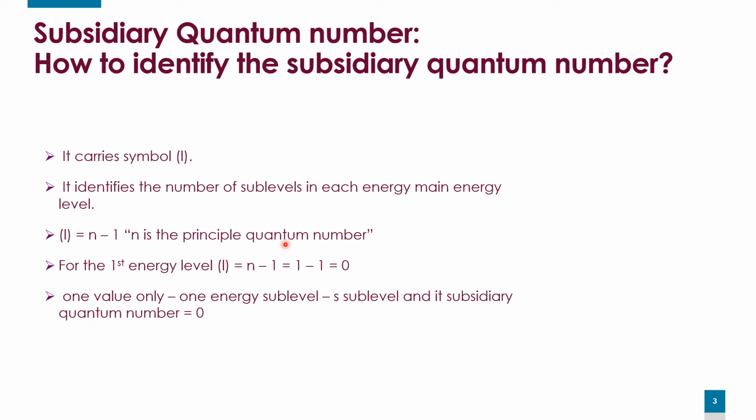Let's try to find how many sublevels exist in the first energy level. So we apply the rule: L equals n minus 1. n is 1, the first energy level, minus 1 equals 0. This is a single value, one value only. If I have one value only, this means that I have one energy sublevel, which is the S sublevel. The S sublevel carries a subsidiary quantum number equal to 0.